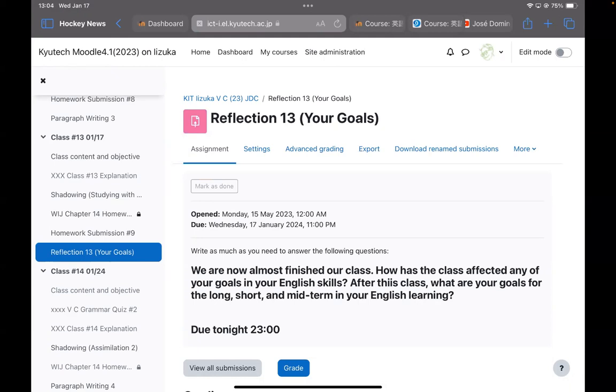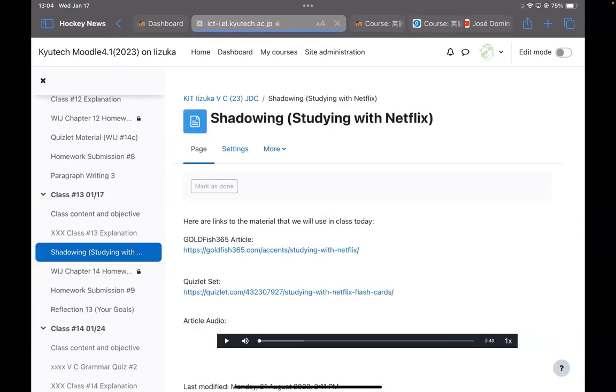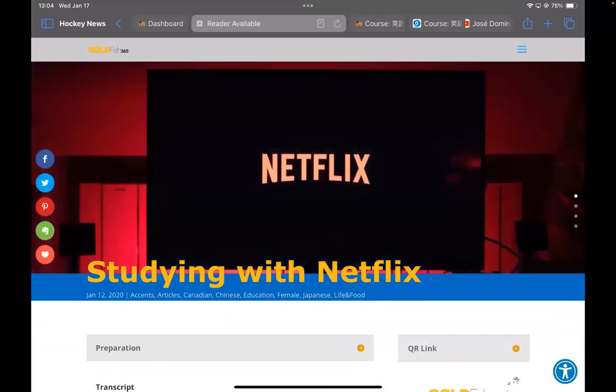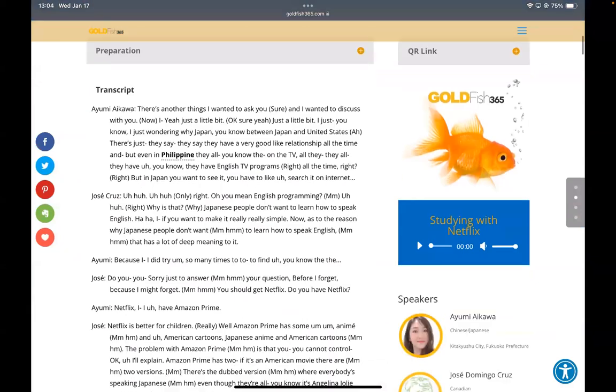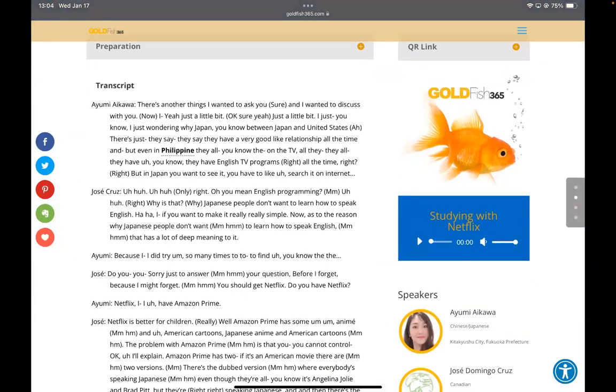Okay, today we're going to start with some shadowing. So you can access this right now on your computers or on your smartphone. The article is right here. This article I particularly like because it's with my friend Ayumi. And Ayumi is Japanese and Chinese. So she was born in China, but she grew up in Japan. So she speaks both languages equally.